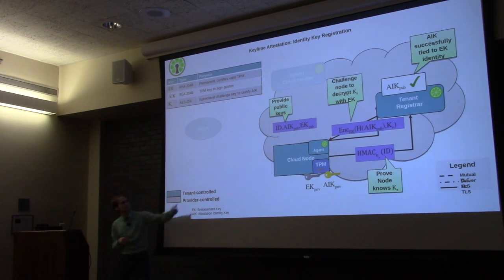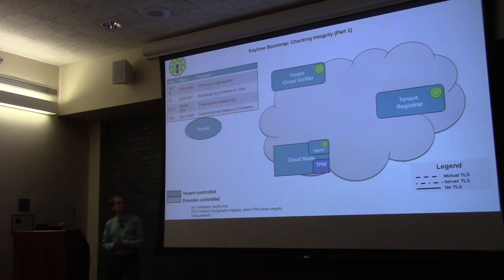At that point in time, the registrar knows that the AIK is tied with the EK. So now we know that we can trust the AIK to sign all of those quotes, and it is rooted in trust in that EK. Essentially it ties those two keys together to make sure they can be trusted. Because we can trust the EK, it's burned into the chip, but again, the AIK we can't necessarily trust without doing this.